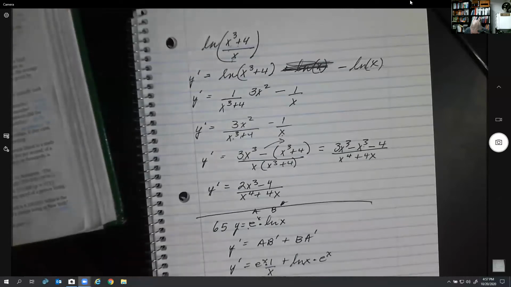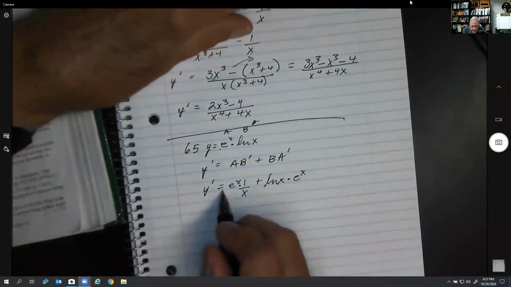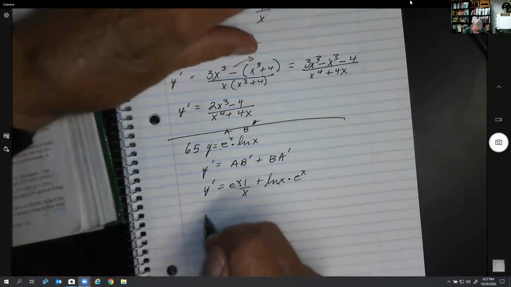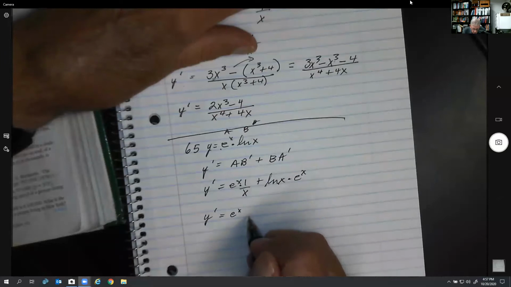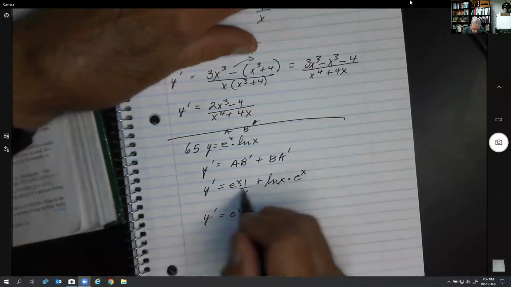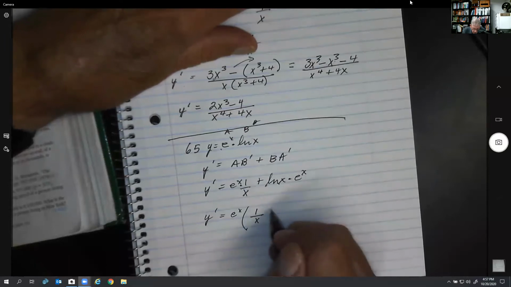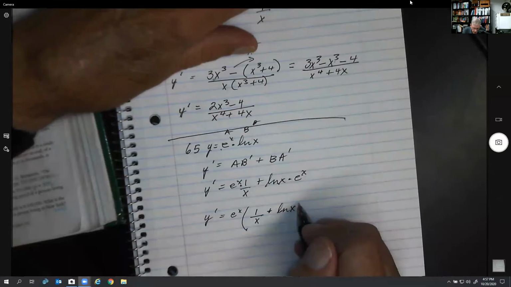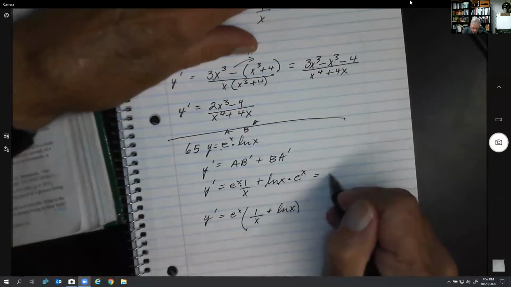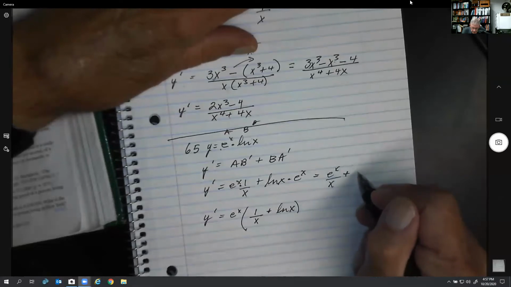We can, if we want to, factor out an e to the x because it's common to both terms. Might take that out. But don't want to combine that together. This is still 1 over x plus ln x. You can write it either way. You could also write it this way, e to the x over x plus e to the x ln x.